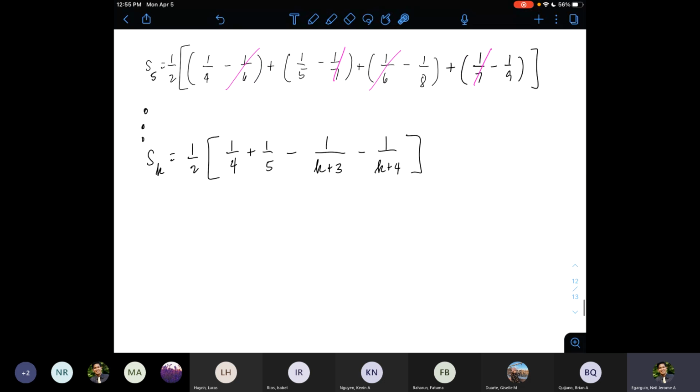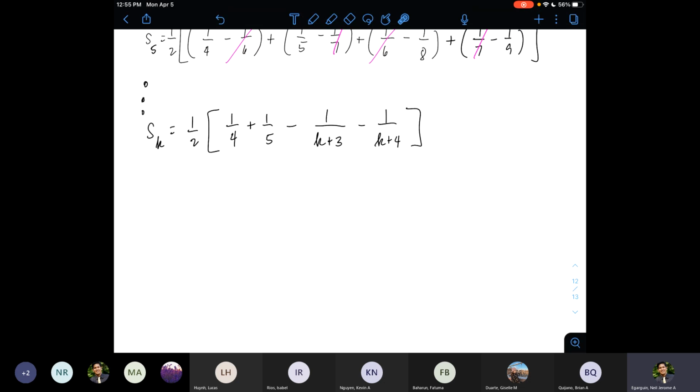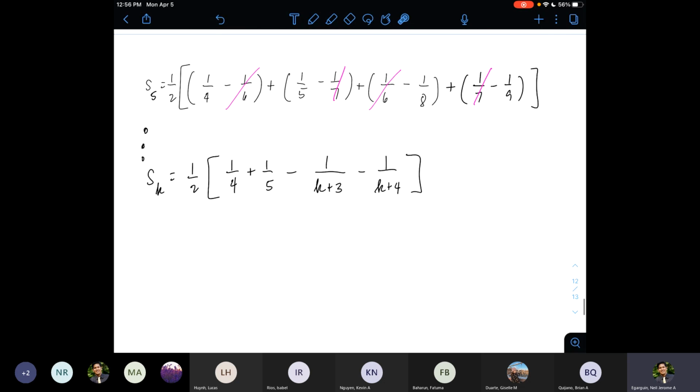So that means the k-th partial sum is 1/2 times 4 terms, 2 positive terms, which is always 1/4 and 1/5. Because they are mainstays, they will not be canceled anymore. And then what will remain would be 2 negative terms in the end. And as we have seen in the patterns, it would be 1/(k+3) and 1/(k+4). So this would be the general formula for the partial sum. And then remember, the convergence of a series depends on the convergence of the sequence of partial sums. So we look at the limit of the k-th partial sum as k approaches infinity. So this would be 1/2 times this guy.